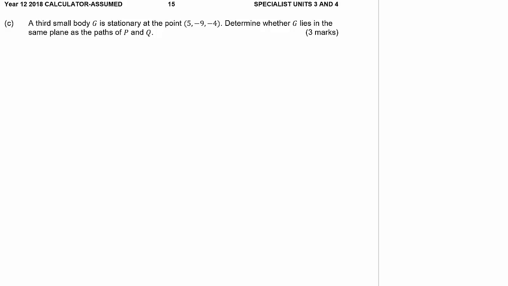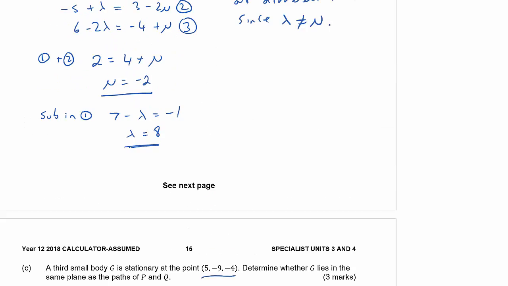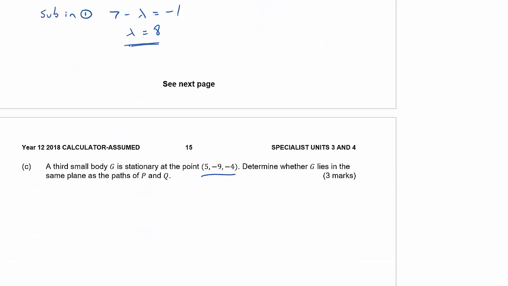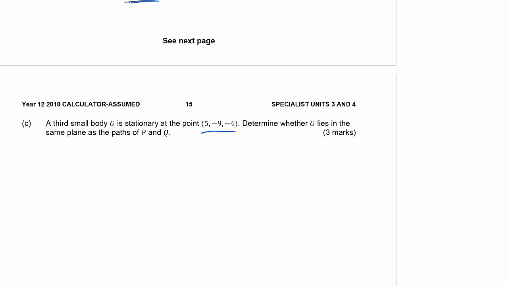So now we have a third small body, G, stationary at this point. Determine whether G lies in the same plane as the path of P and Q. So what we want is the actual plane that contains these two. Well, these are the direction vectors. So if we want to find the equation of a plane, what we could do is cross those directions to find a perpendicular.